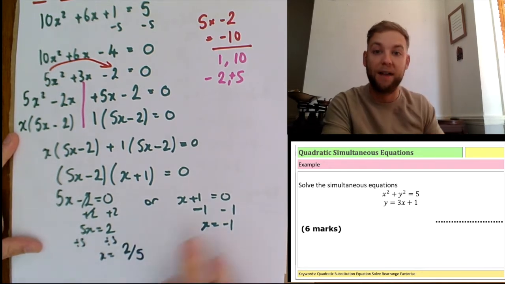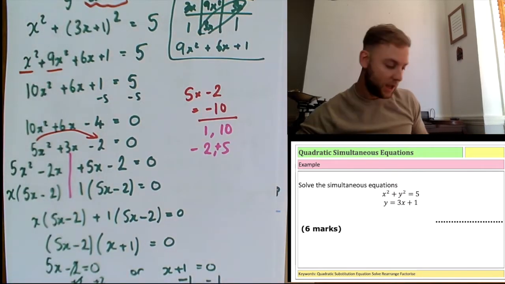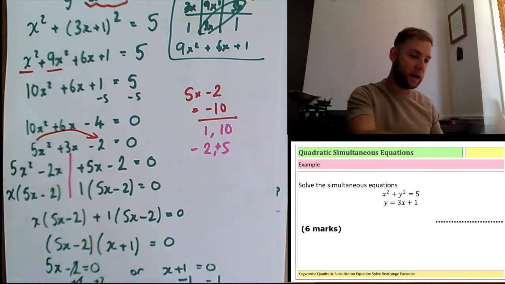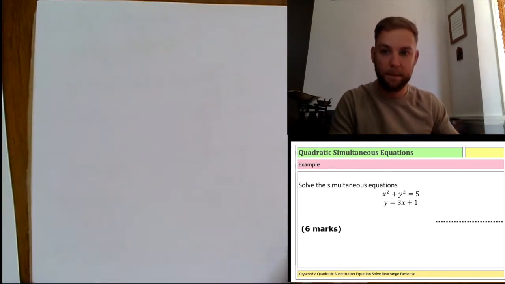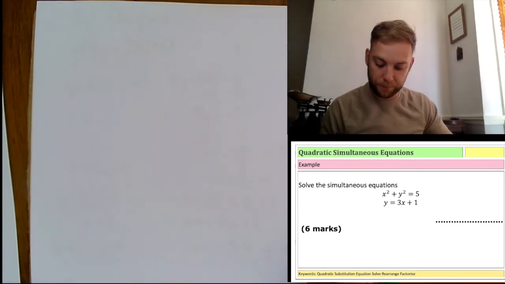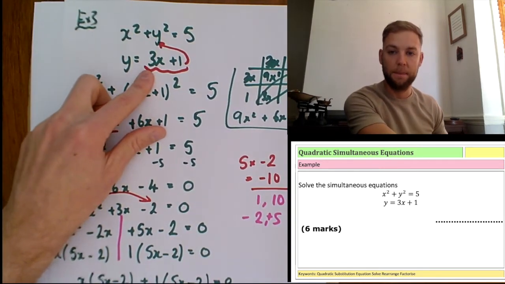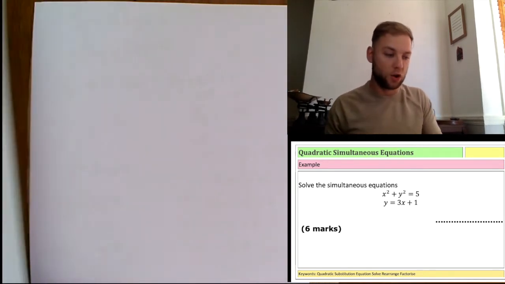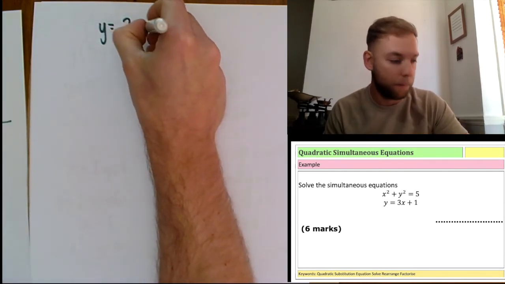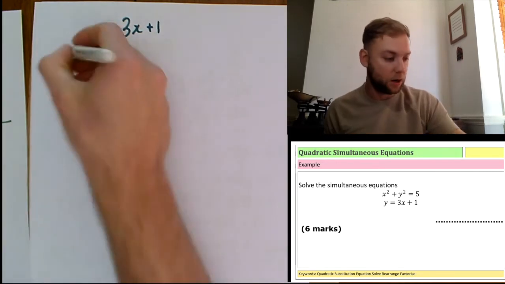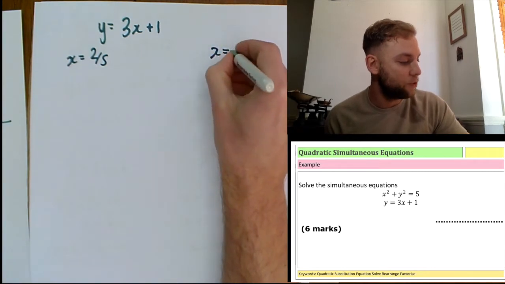Now, do remember that I've not actually finished this yet, because I've only found out my x values. And actually, I also need to work out my y values as well. So with this one here, my linear equation was this one here. Okay, this is my linear equation. So I'm going to be substituting into that. So y is equal to 3x plus 1. And my 2 x values are x is equal to 2 over 5 and x is equal to minus 1.